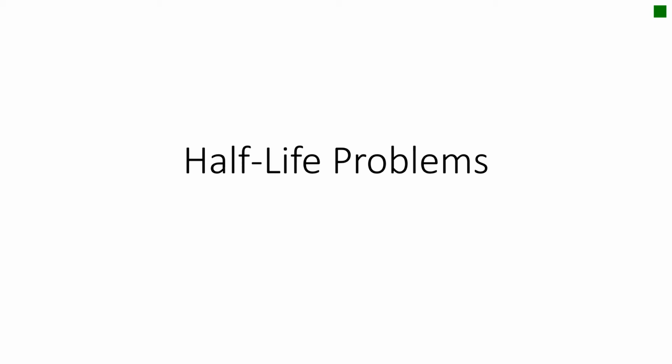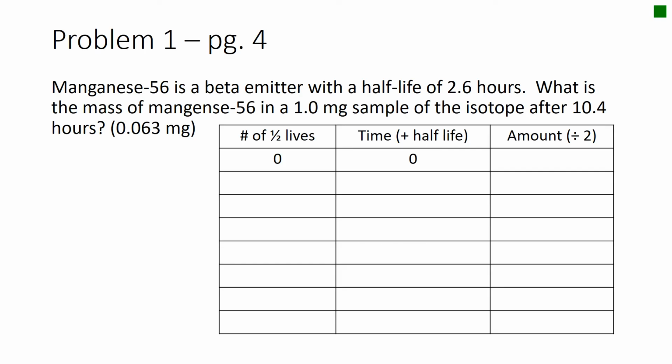Today's focus will be on the half-life problems found in the homework packet. First problem I'm going to do is problem number 1, which is found on page 4. Magnesium-56 is a beta emitter with a half-life of 2.6 hours.